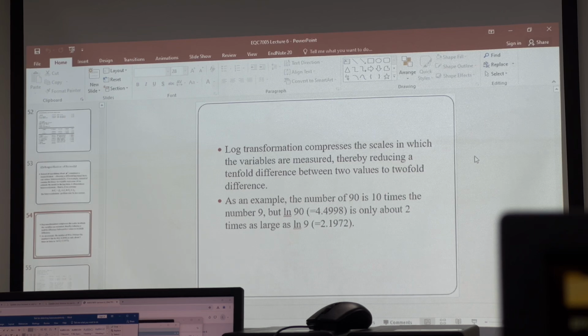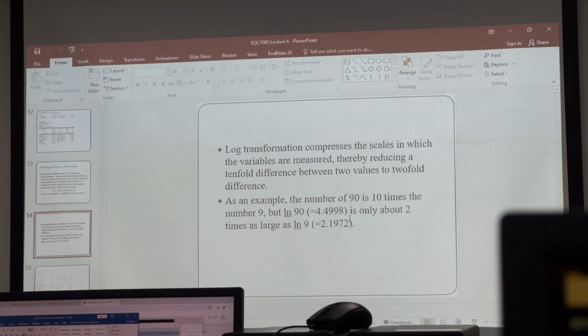So the log transformation compresses the scales in which the variables are measured, thereby reducing a tenfold difference between two values to a twofold difference. As an example, let's say in the original values of y or x, the value is 90, which is 10 times 9. After we use log transformation, we compress the value. So log of 90 now is equal to 4.49, which is only twice as large as the log of 9, which is equal to 2.1. So we compress the value to make it smaller.